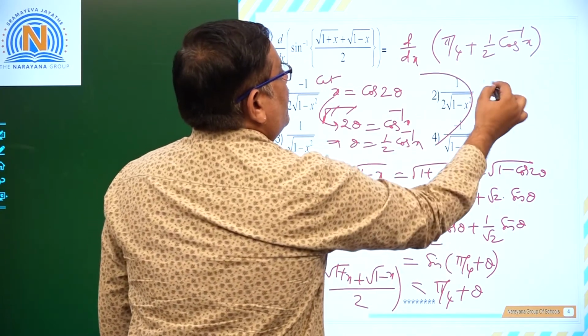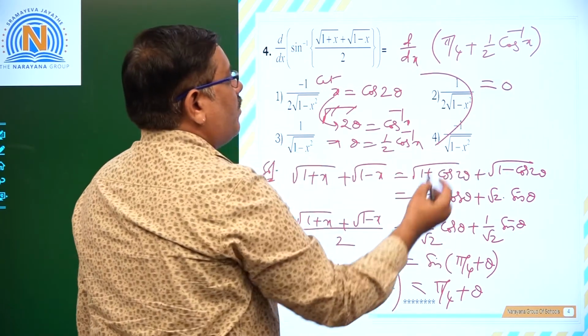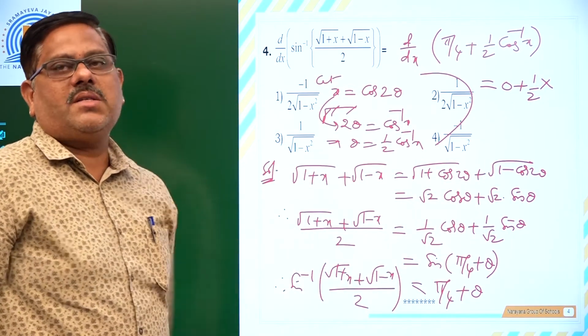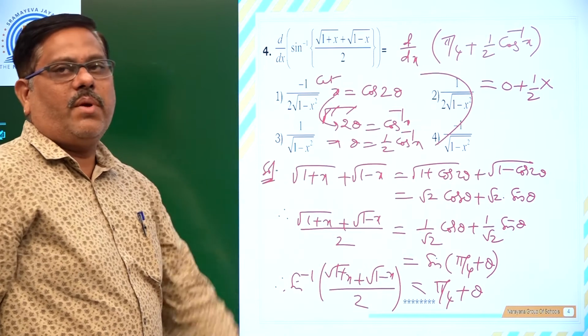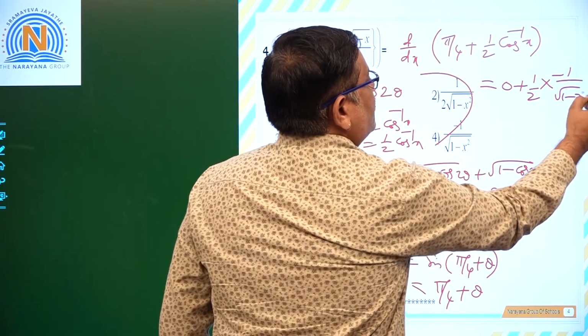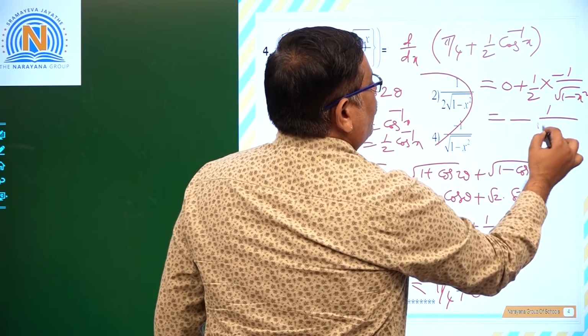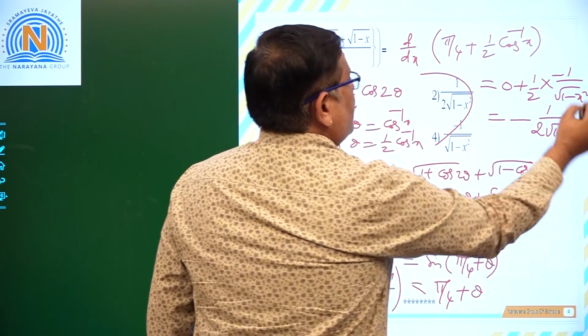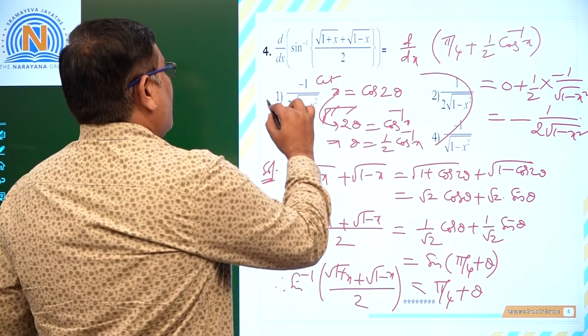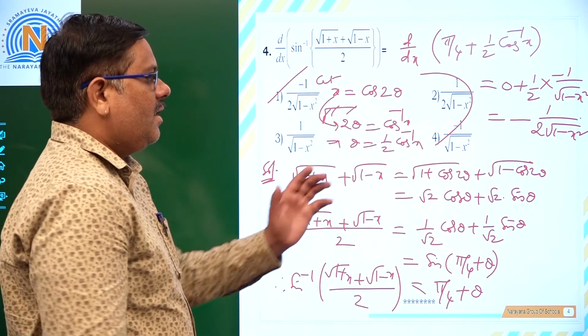The derivative of the constant is 0, plus half into the derivative of cos inverse x. d by dx of cos inverse x is minus 1 by root over 1 minus x square. So finally the answer is minus 1 by 2 under root of 1 minus x square. That is nothing but the first option. That is the right answer for this.